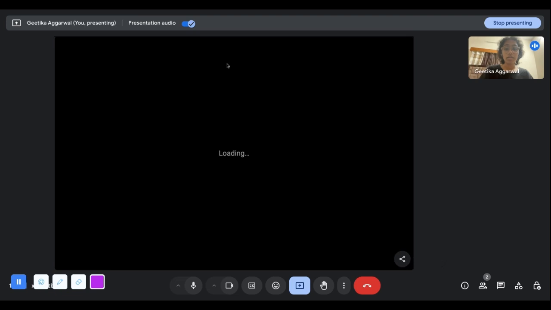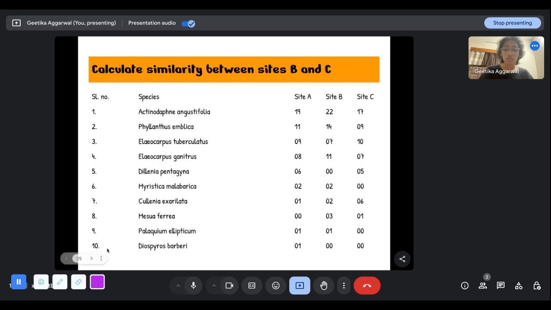So in these two areas, give me a minute. In sites B and C, the common number of species we have is 1, 2, 3, 4, 5, and 6. So we have C equal to 6, sorry for the bad writing, which is the common species in site B and site C. And for site C, the unique species is 1. So the total number of species in site C is actually 7, and the total number of species in site B is actually 8, out of which 6 species are common.